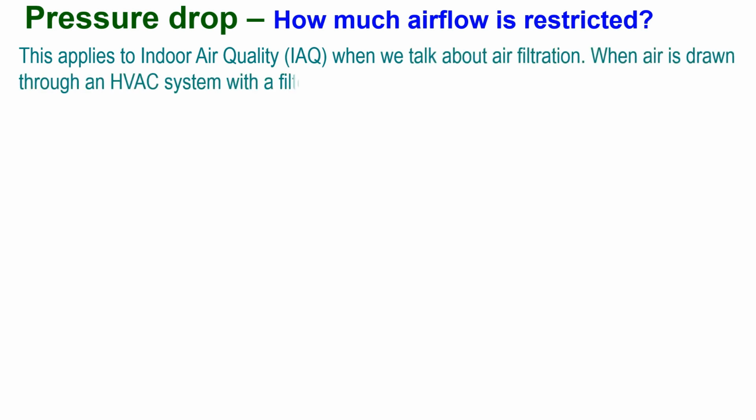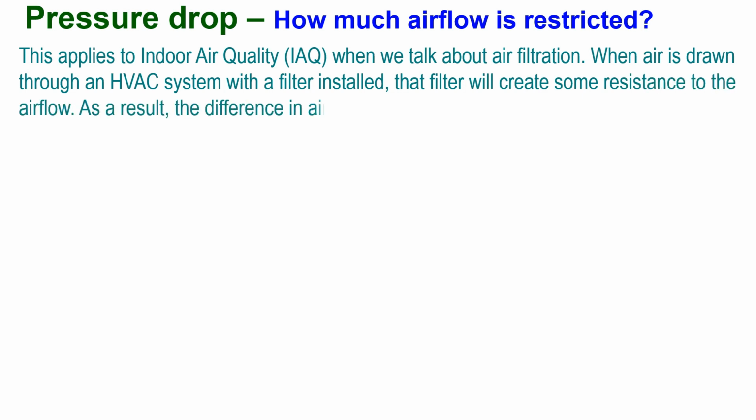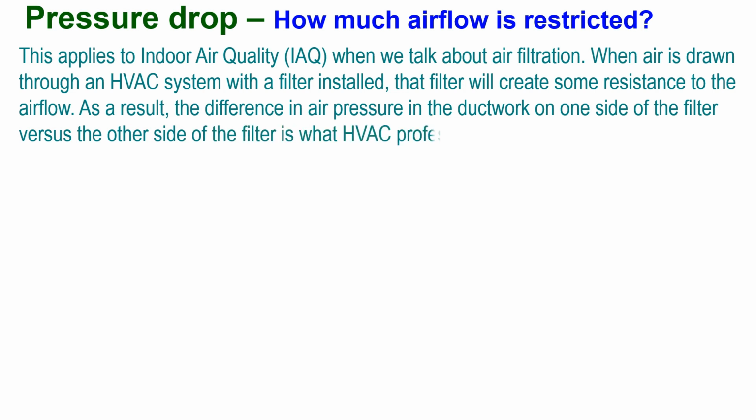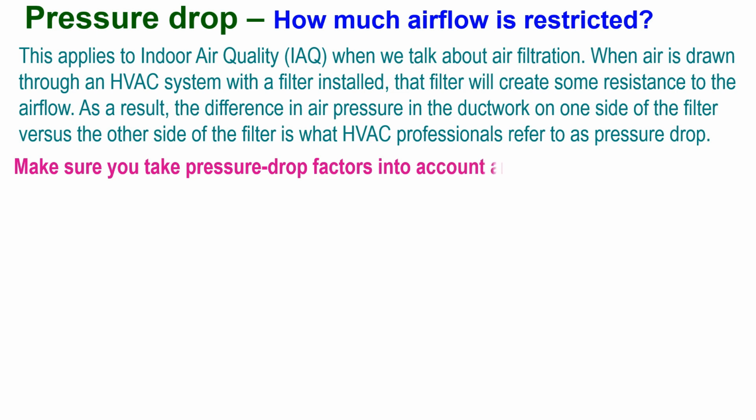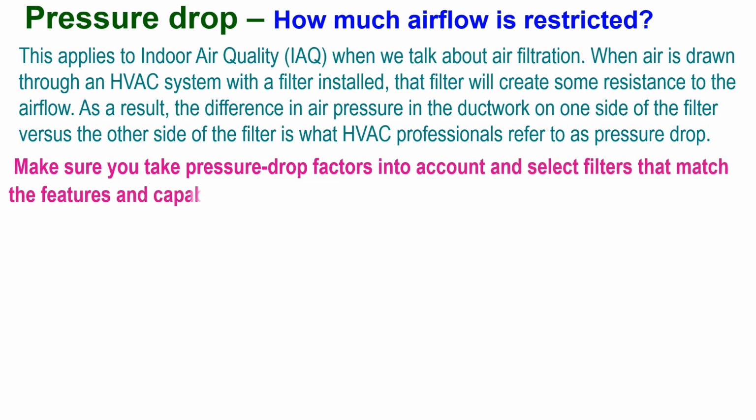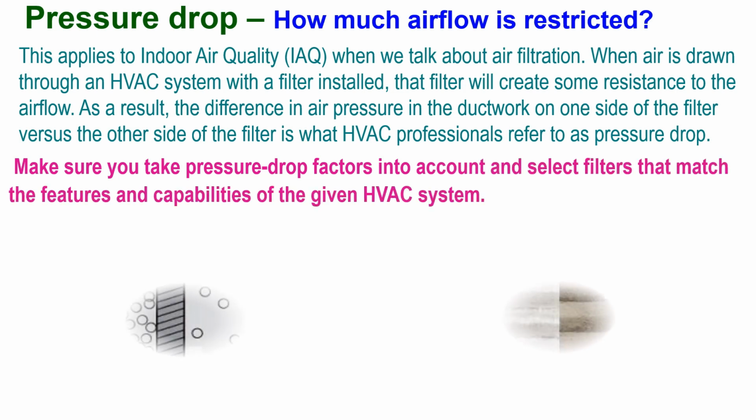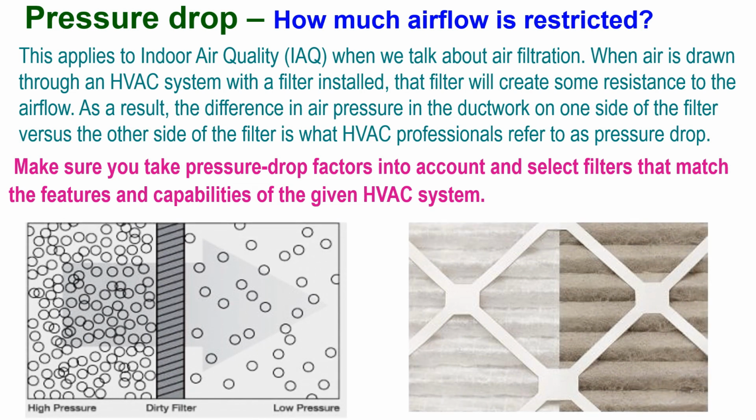Filter selection based on pressure drop, which is how much airflow is restricted by the dust. This applies to indoor air quality when we talk about air filtration. When air is drawn through an HVAC system with a filter installed, that filter will create some resistance to the airflow. As a result, the difference in air pressure in the ductwork on one side of the filter versus the other side of the filter is what HVAC professionals refer to as pressure drop.